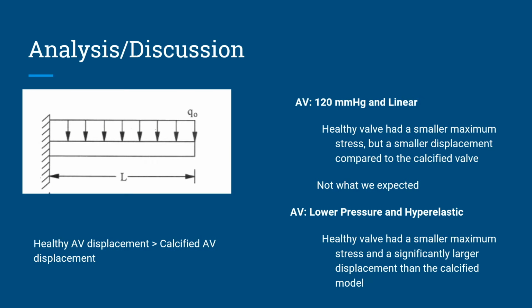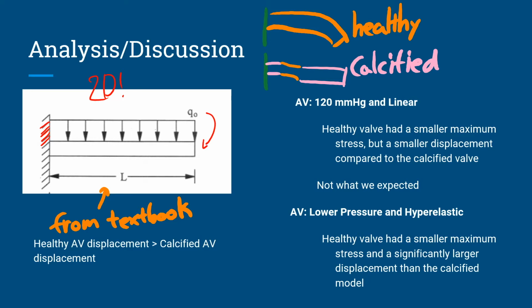To start, our group used general 2D bar models attached on one side to a wall that have the expected material properties to get a general idea of what we should expect. For the healthy valve, the displacement equation we ended up with shows that there would be a greater displacement in the healthy valve over the calcified valve, as we had expected.